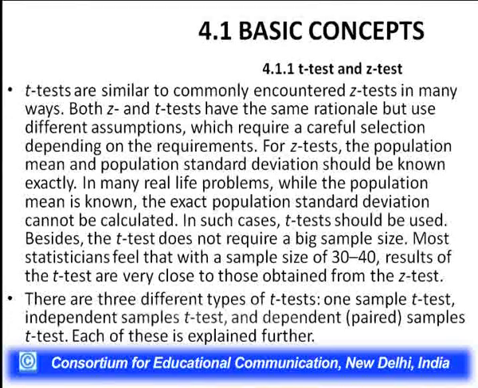Most statisticians feel that with a sample size of 30 to 40, the t-test results are very close to those obtained from the z-test. So, there are three different types of t-test which we will be talking about today: one sample t-test, independent sample t-test, and dependent, that is the paired sample t-test. All of these are explained in the further sections. Today we are talking specifically about the t-test and its various categories.